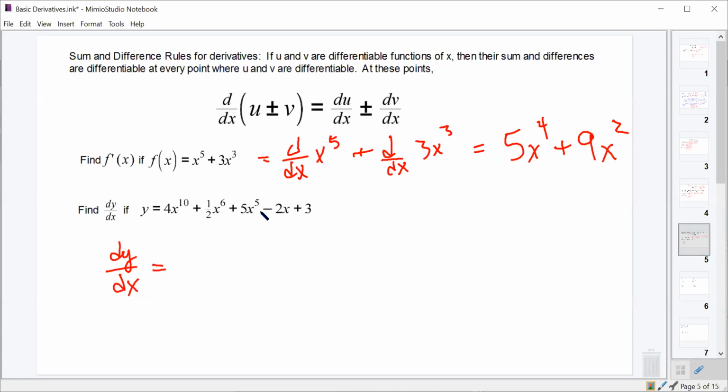we got 5 different pieces to it. We just take the derivative of each one and put them all together. So 4x to the 10th should give us what? 40 times x to the 9th, right? Yep, 40x to the 9th. What about plus 1/2 x to the 6th? That should become what?